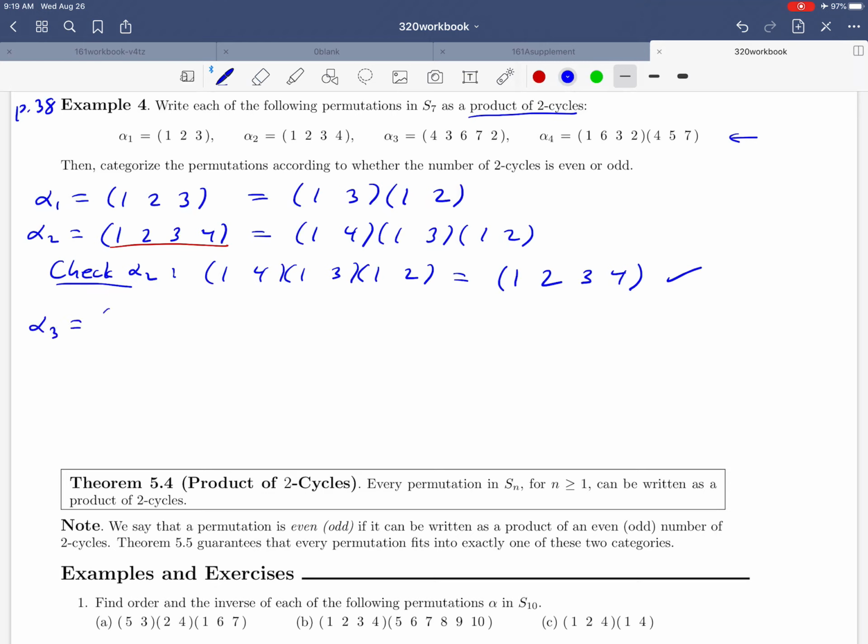Alpha 3 looked like (4 3 6 7 2). If we use the same method, we're always going to start with the first and the last element. So we'll have a 2 cycle that looks like (4 2), and then (4 7) would be the next one, (4 6), and finally (4 3). Always the same pattern.